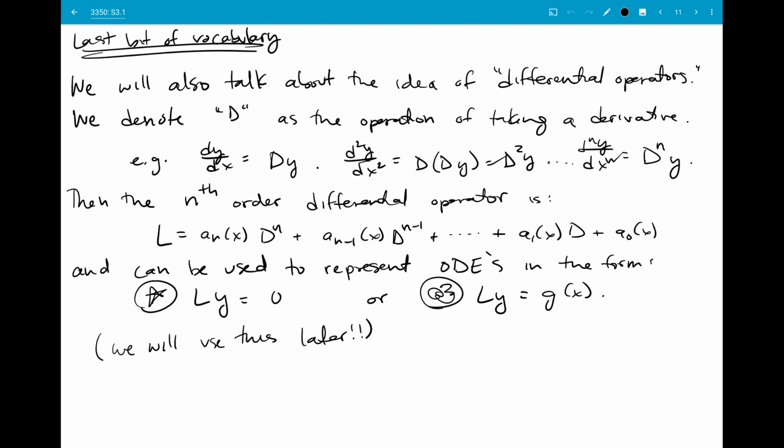Okay, I realized when I was writing some more words about that last bit of vocabulary that I ran over the length of that video. So I'm sorry. I'm going to truncate it because we won't actually use this for a little bit. So just as long as you've had this exposure to that definition of a differential operator, know that we'll use it later. And that's going to be enough for us.